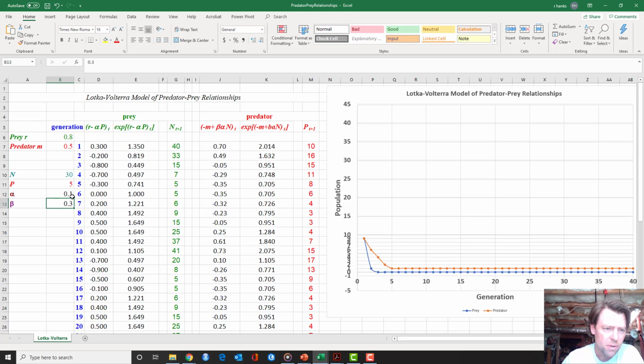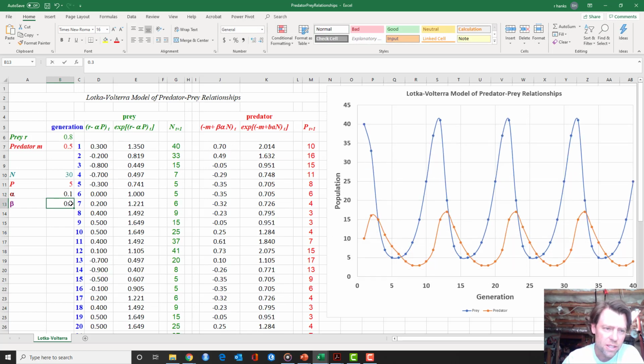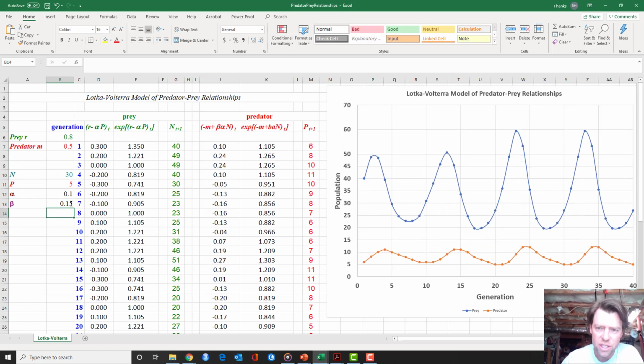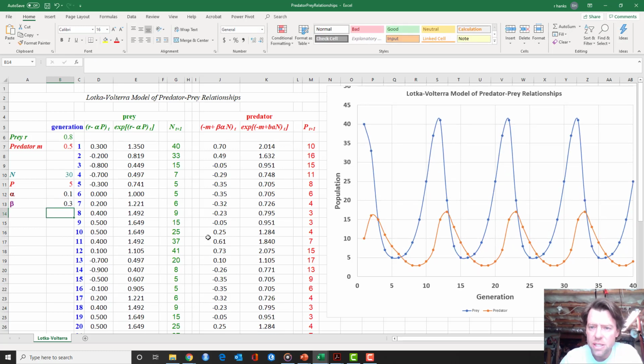Let's put it back to its normal value, and then let's look at the conversion efficiency. So let's say we change the conversion efficiency to half. You can see that the population of predator doesn't increase as much, isn't as high, and it allows the population of prey species to be a good bit higher. So that's the Lotka-Volterra model.